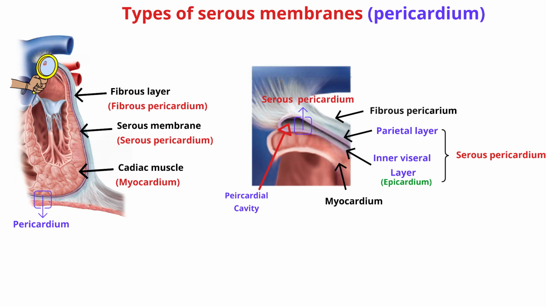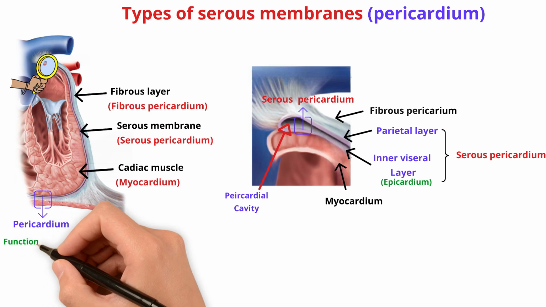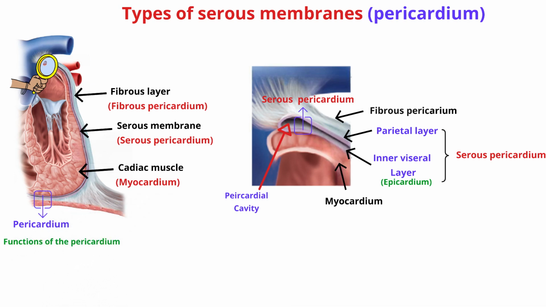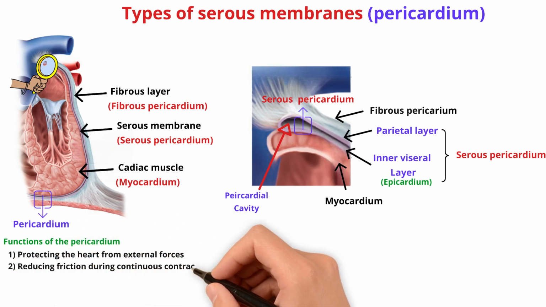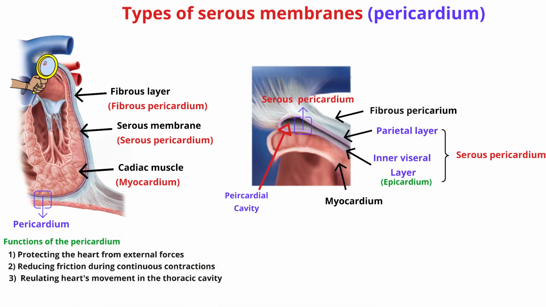Now, what about the functions of the pericardium? In general, this membrane plays a vital role in protecting the heart from external forces, reducing friction during continuous contractions, and helping regulate its movement within the thoracic cavity. Additionally, it prevents excessive expansion of the heart chambers and ensures smooth interactions with surrounding structures, maintaining the heart's efficiency and stability.